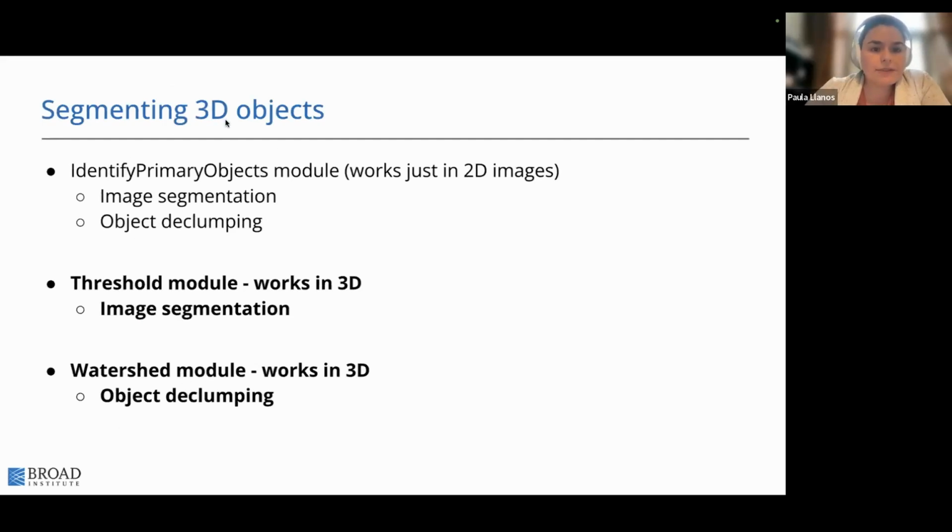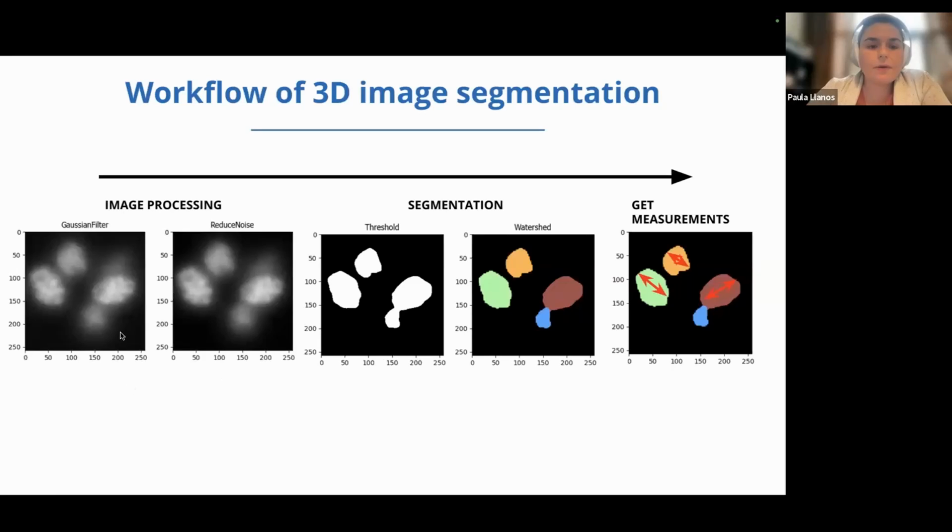So for segmenting 3D objects, as I mentioned, this time we are not using identify primary, secondary or tertiary objects. We will use threshold modules for image segmentation, and then watershed modules to identify each object separately. To give an idea of our workflow for this exercise, we will start with some image processing in each channel. In this case I just put a nuclei object. Then we segment, identify each object with the watershed, and finally get some measurements of our objects.